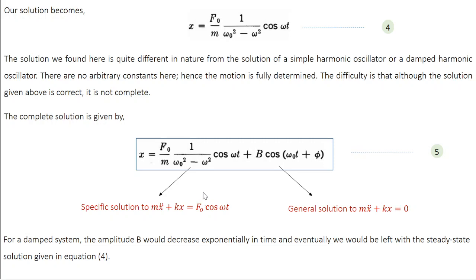Now in the case of a simple harmonic oscillator, this coefficient was a constant, but we know that for a damped system this amplitude is not a constant. This decreases exponentially in time, right? So after some considerable time this term essentially becomes 0, so we are left with only the first term, which is known as the steady state solution.